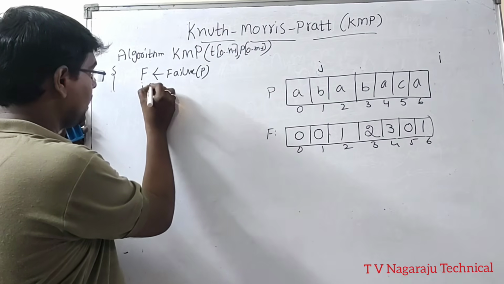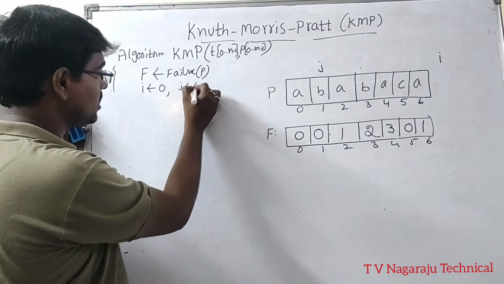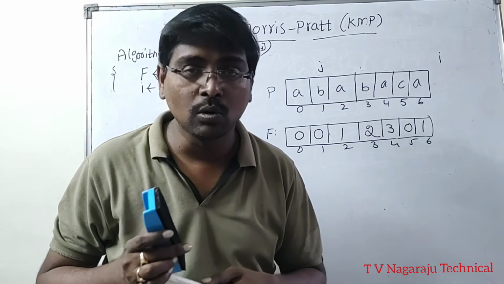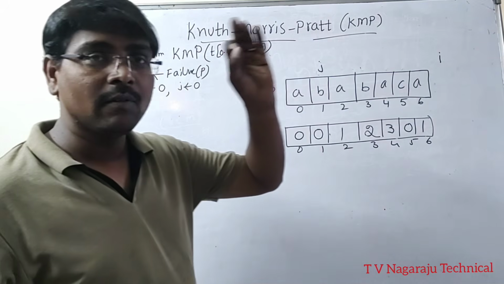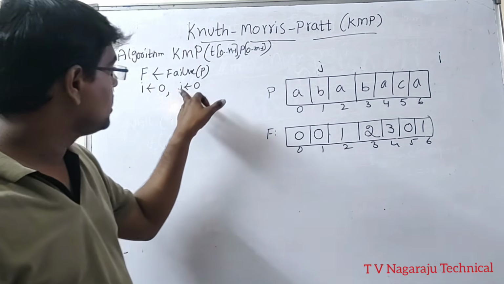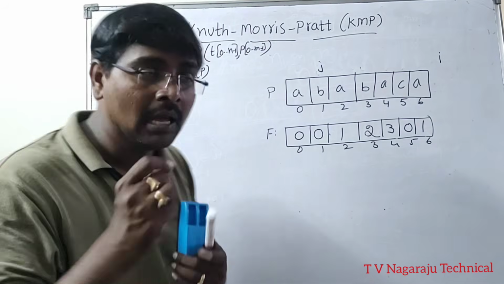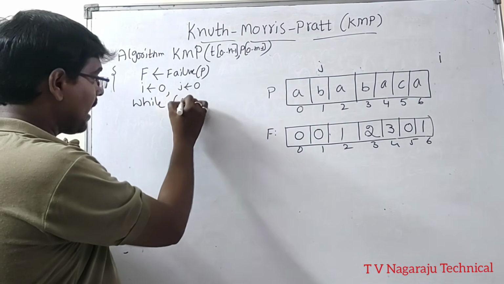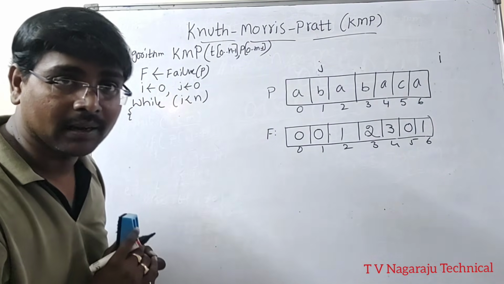Now I am taking two parameters, i equal to 0, j is equal to 0. Simply, i is used to traverse the text, j is used to traverse the pattern. Now while i is less than n, until the end of the text.